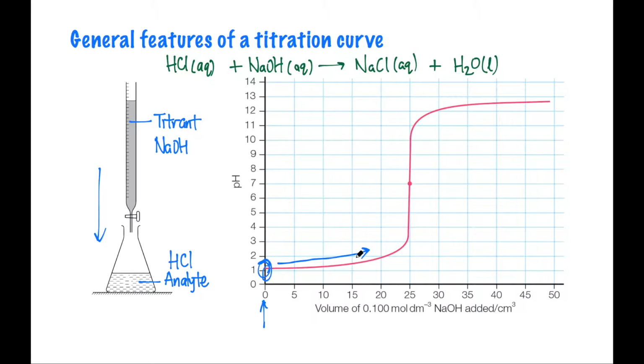As sodium hydroxide is being added from the burette, neutralization and dilution leads to a decrease in hydrogen ion concentration. This is because the hydrogen ions here are being neutralized by sodium hydroxide, therefore leading to the decrease here. And because of this, there will be an increase in the pH.